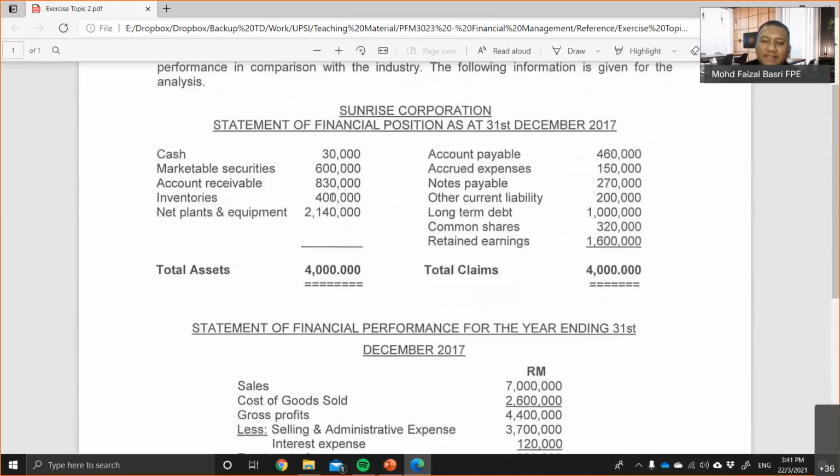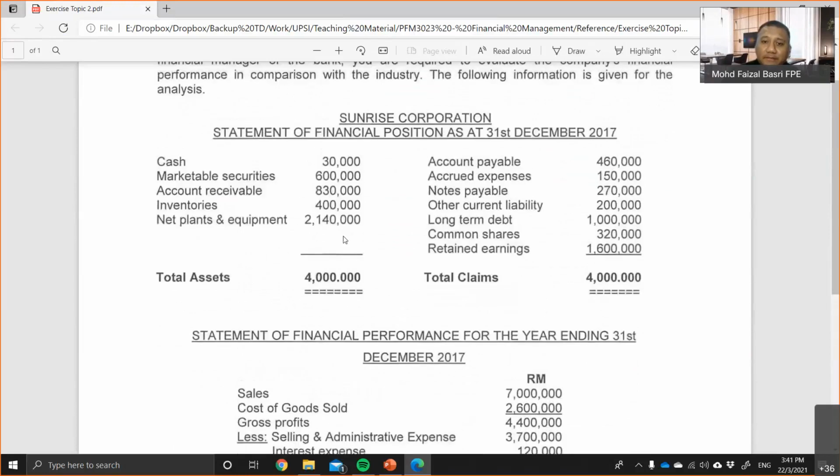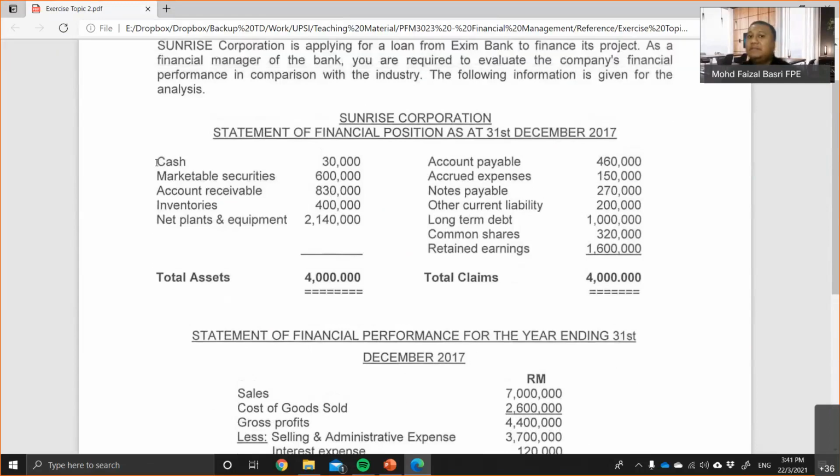Right, and as I said tadi, the question doesn't provide you with the labeling. Dia tak tulis ni current assets or fixed asset. Yeah, your test or your final will look similar like this. Very much similar, but not this exactly same question lah, obviously, yeah, but you will look something like this.